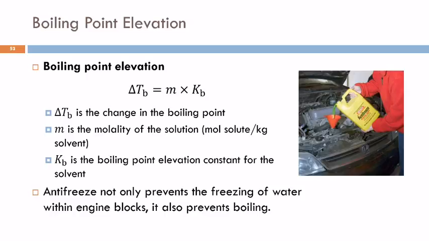So we make use of the colligative properties, boiling point elevation and freezing point depression, when we put antifreeze in the radiators of our cars. So here's a picture of a guy putting in antifreeze. Antifreeze is generally ethylene glycol, and it causes the freezing point of the water to go down and the boiling point to go up. So it expands the temperature range over which the water remains a liquid. And so that's a good thing for your engine.